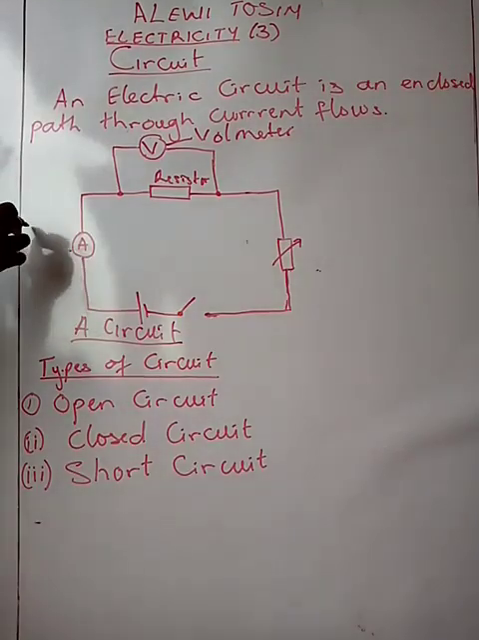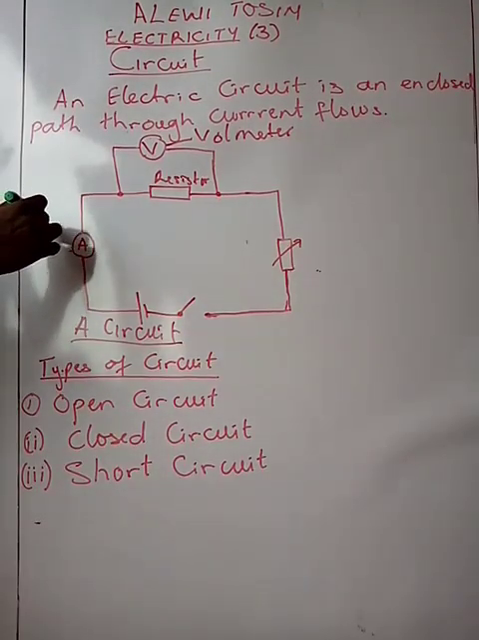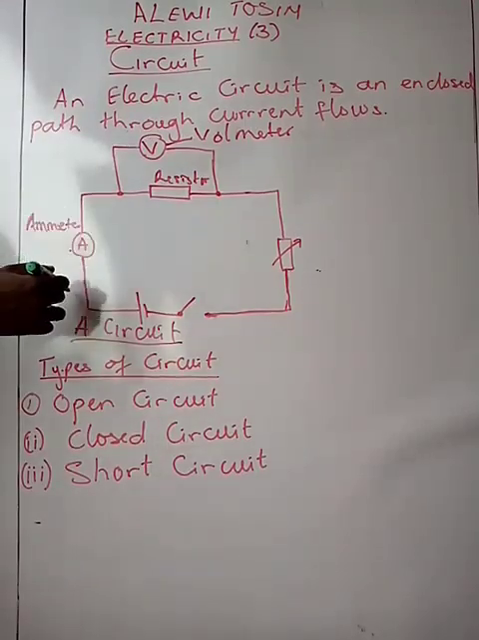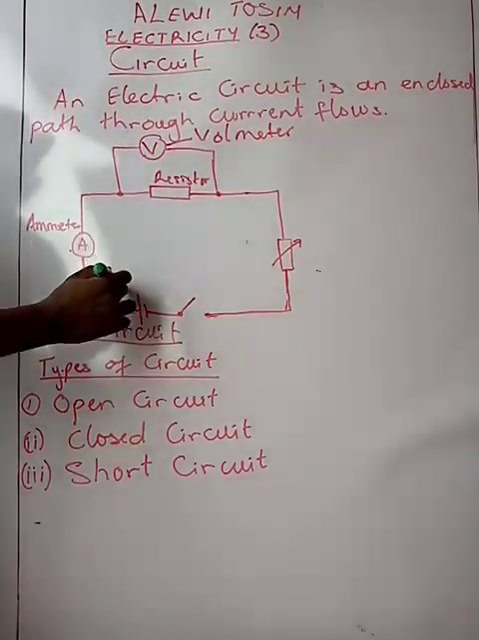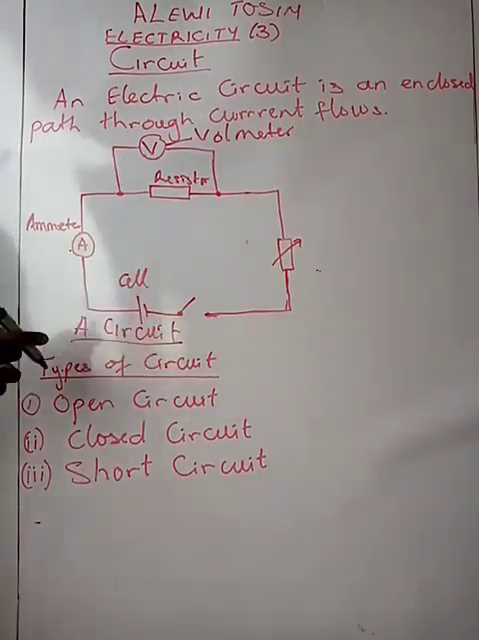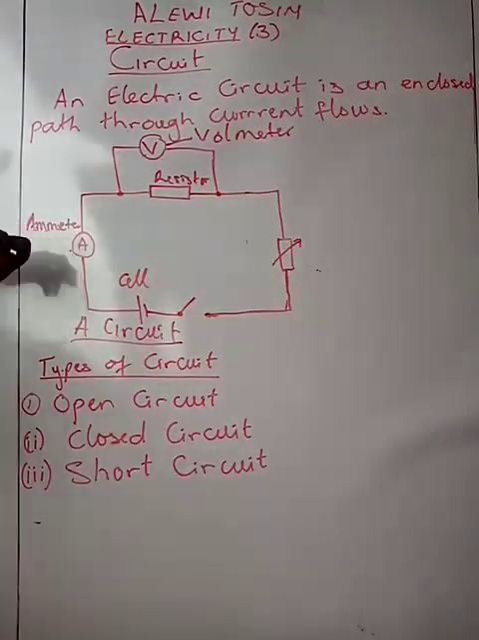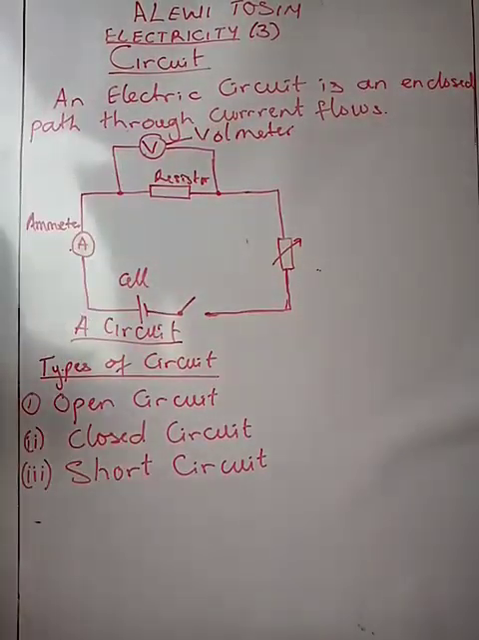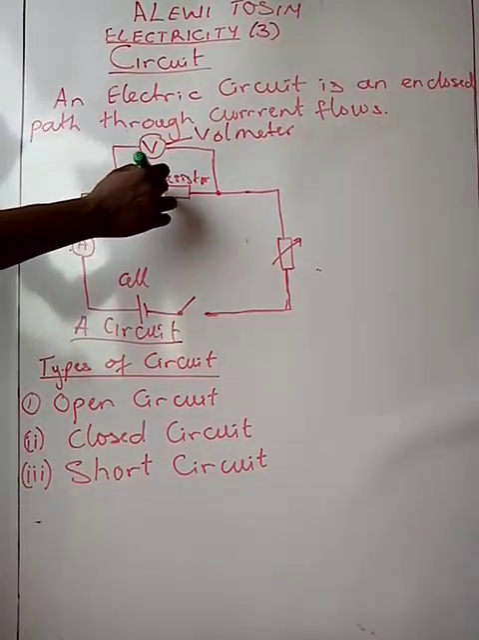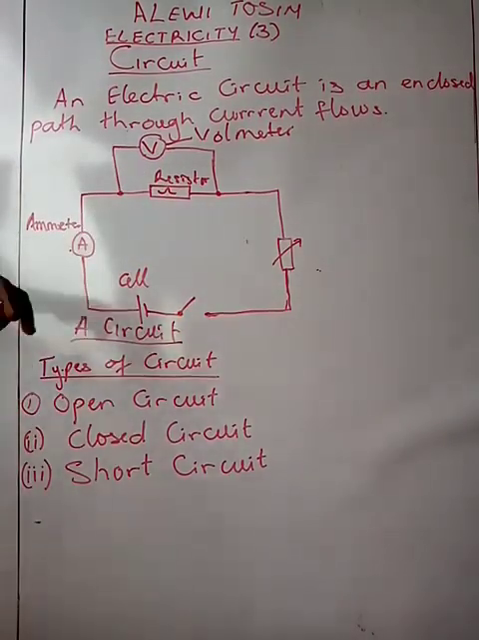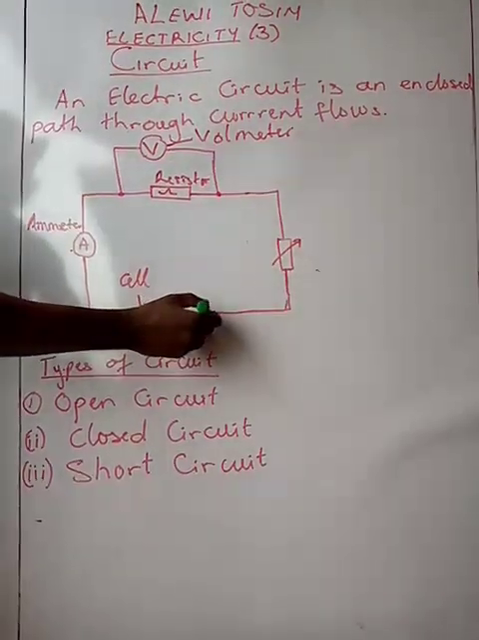Now we have this, the ammeter. The ammeter is connected in series with the cell. This is the symbol of a cell. The ammeter A is measured in amperes, the voltmeter is measured in volts, and we have the resistor, which measures resistance, measured in ohms.